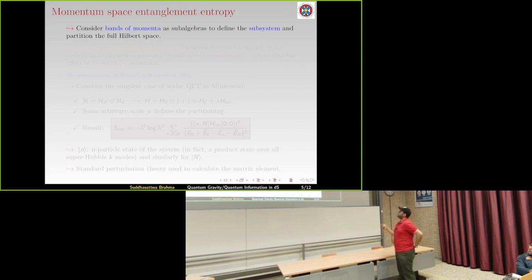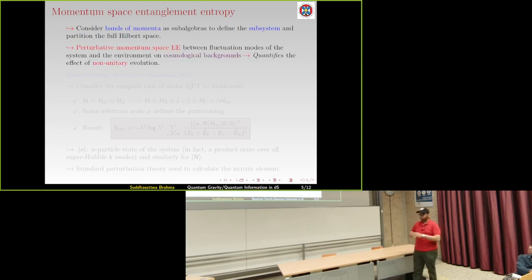So as I already mentioned, I'm going to consider momentum space entanglement in this part of the talk, because I'm going to consider bands of momenta as the subalgebras in which to define the subsystem, and I'm going to trace out over these high energy, or high momentum, modes. So what I'm calculating here is perturbative momentum space entanglement entropy to leading order in perturbation theory, and this is a quantifier of this non-unitary evolution for me.